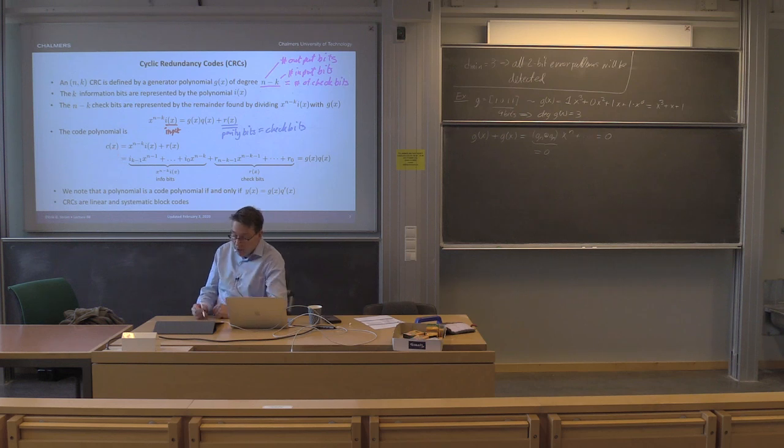Okay, so let me take another attack here. So the code polynomial is the information bits where we put in zeros to the right plus the remainder polynomial. Which means that the first part of the code word is just the information bits, and the last part of the code word is just the check bits. So R of X, which encodes the check bits, are placed here.